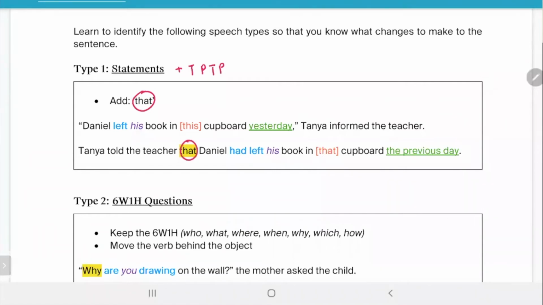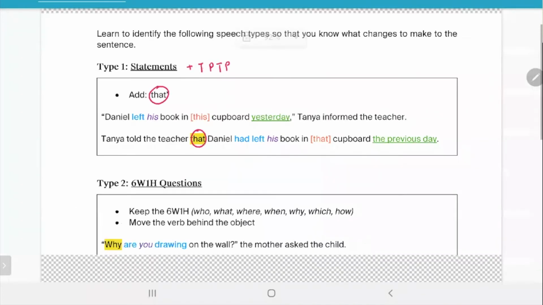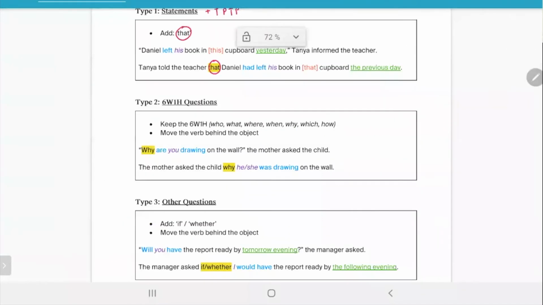So the TPTP, you definitely need to change it already, but you need to add in an additional word that over here. Then for type 2 and 3, as long as you see a question mark, what you need to do is, can you draw a star over here? You need to move the verb behind the object. What do I mean by that? Why are you drawing on the wall? So R needs to move to the back. It becomes why he or she was drawing on the wall.